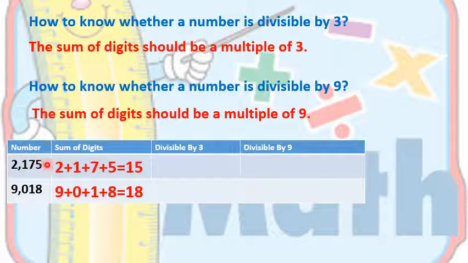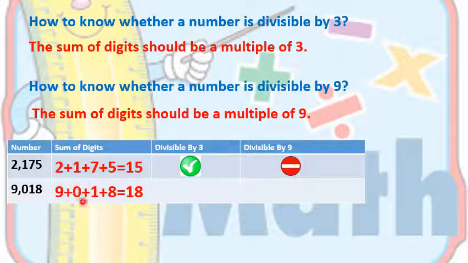2,175. What I'm going to do, I'm going to add the digits. 2 plus 1 plus 7 plus 5. The answer is 15. Is 15 a multiple of 3? Yes, because 3 times 5 is 15, so it's divisible by 3. Is it divisible by 9? No.